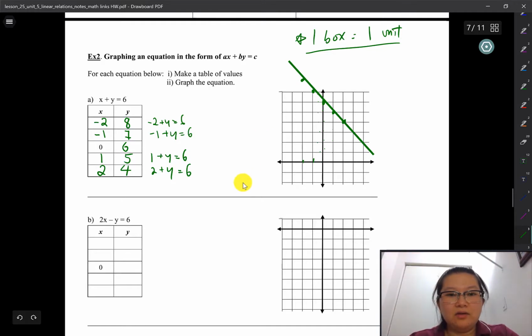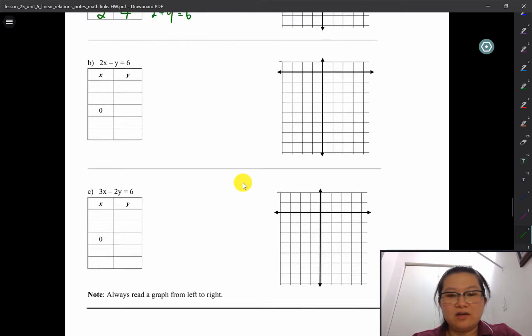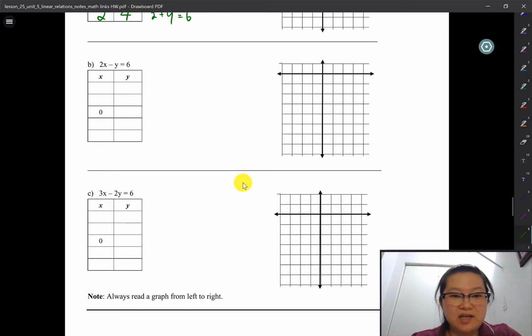Okay, so we're going to do the same thing for the next couple of graphs here. There's actually B and C. So what I'll do is I'll ask you to maybe pause the video. We'll do one at a time.